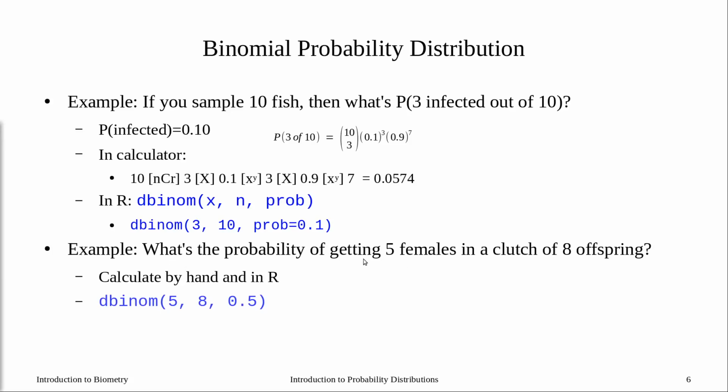For this example, I asked, what's the probability of getting 5 females in a clutch of 8 offspring? Well, the one thing we have to know is the probability of actually having a female. If we have one offspring, the chance that it's a female is typically 0.5. So we're looking at the probability that we have 5 out of 8 females. Well, dbinom 5, 8, so 5 females out of 8 offspring, probability of success is 0.5. I'll let you do this in R. If you have problems, please email me.